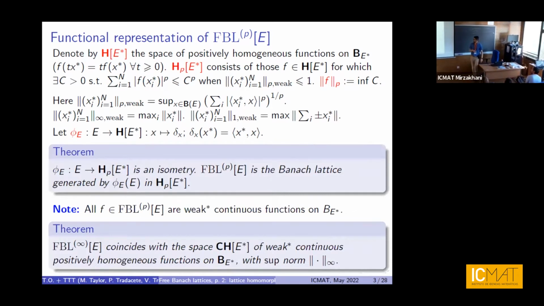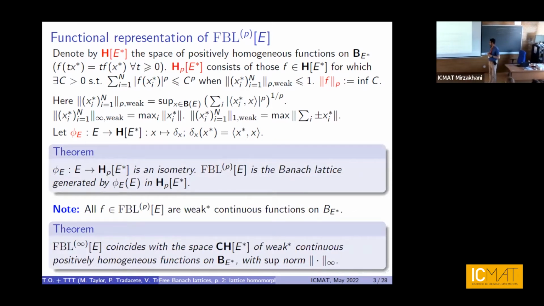I mentioned yesterday that first of all, this map phi is actually an isometry, and the Banach lattice generated by the image of phi inside of H_p is the free Banach lattice, which has this nice extension property from the previous slide. And here I should mention once again that all the elements of the free Banach lattice are not just functions on the unit ball of E star, they are weak star continuous functions on this unit ball.